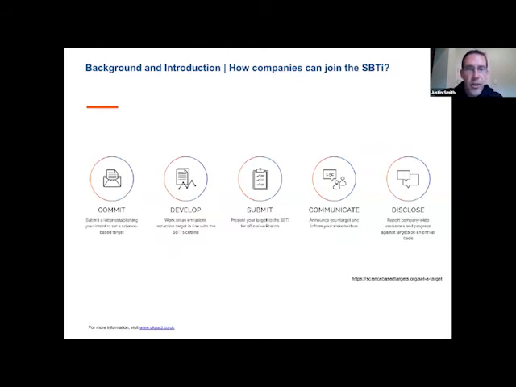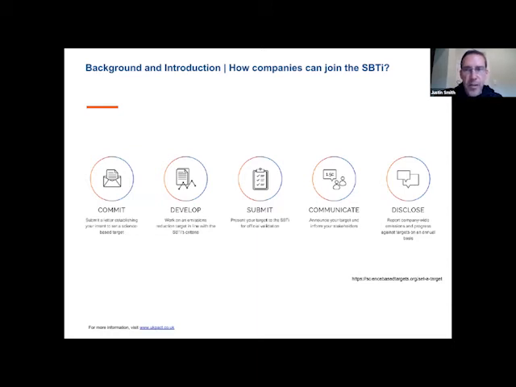So from a quick process perspective, the first step really is to put a letter of commitment in place that you do intend to set a science-based target. That doesn't mean that you've done the underlying analysis, or that you've got a clear idea of what the goal might be, but that you as an organization really want to make sure you're aligning to global best practices in terms of science-based targets. And at the same time, once that's submitted, how do you develop and work on that emission reduction target?